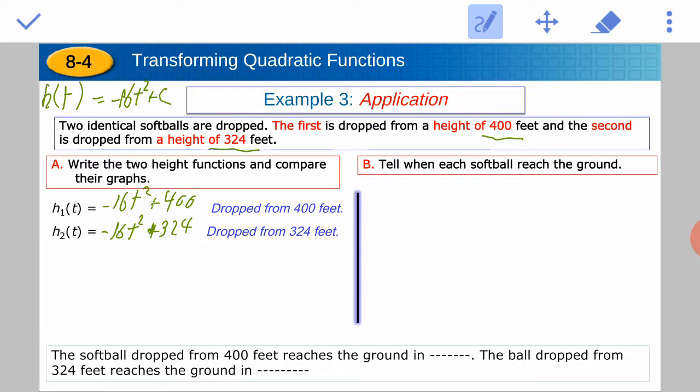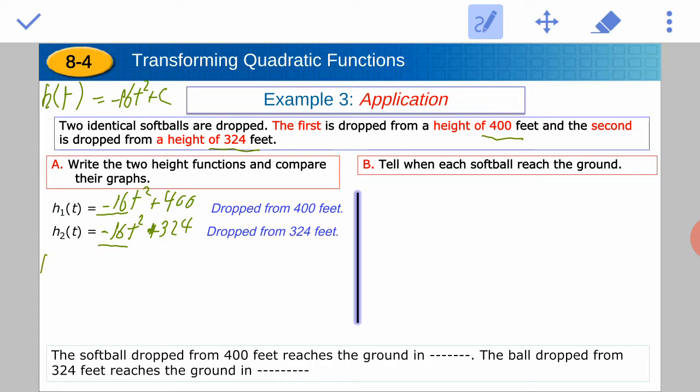We compare the width by comparing the absolute value of a, the coefficient of t squared. In both equations they are the same, so the width is the same. The equation of the line of symmetry is going to be the same. The opening direction, both of them open downward because a is negative. So almost everything is the same except the vertex of each parabola. It's going to be different, and the vertical translation.